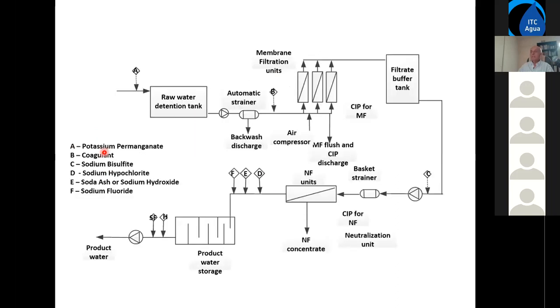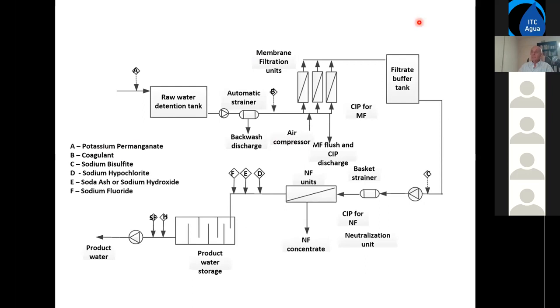That is another pilot. This is the full UF, RO unit, NF unit, and this is the pilot to test the NF operation to test removal of color, iron, and manganese from the lake water. And this pilot actually was run in Alaska.